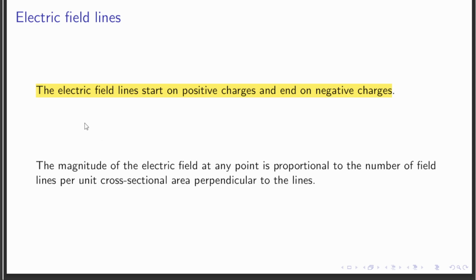Consider a charge plus Q. Then the electric field lines will be given by these arrows. Notice how the arrows are pointing away from the positive charge. If we are to draw the field lines for a negative charge, then the field lines will look something like this.